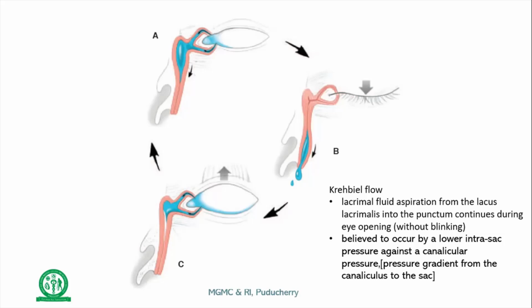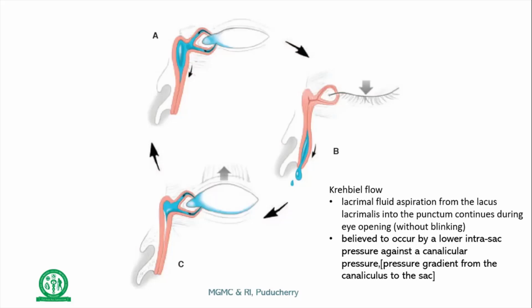Okay, so is this the only way? No, there are some explanations for how the tears get drained even when the eyes are open. That is by the pressure gradient between the canaliculus and the sac. There is a lower intra-sac pressure compared to canalicular pressure, and that has been described by some Japanese researchers. That is called the Krehbiel flow.